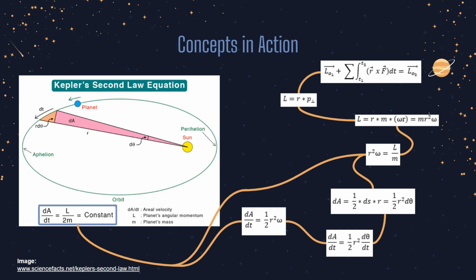And then you start to set certain equations equal to each other, and you eventually get this equation, dA over dt equals L over 2m, which is constant, which is basically just reiterating that that aerial velocity stays constant throughout that elliptical orbit.